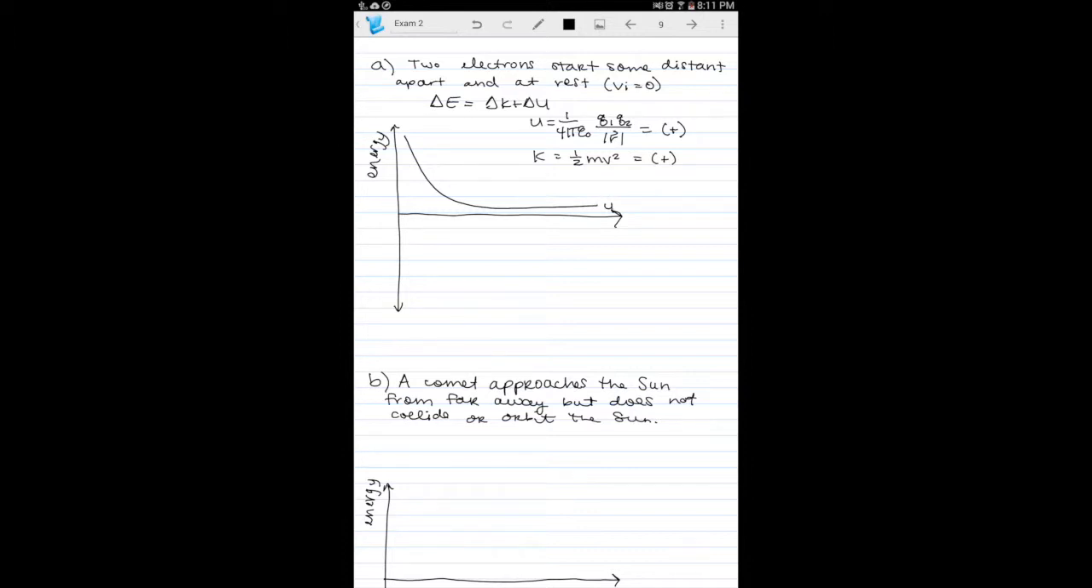And then because we all know that our change in energy is going to be equal to 0, we know that our kinetic energy is going to look like that. It's just going to match the potential energy with our initial being right where the potential energy is at its top and where kinetic energy is equal to 0. And then we know that our total energy is going to be right along the top here, so that when the two are added together, they always equal the same thing.